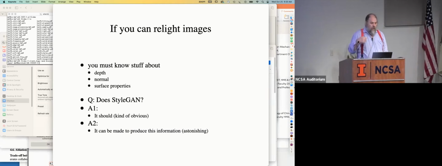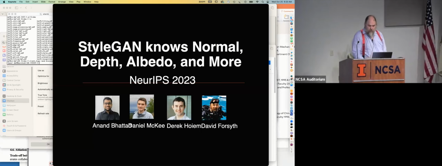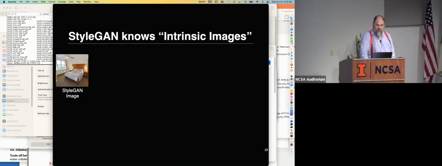Okay. Does it? And the answer is it should. It's kind of obvious that it should. The thing that is astonishing is it can be forced to produce this information. Right? So Anand and Daniel and Derek and I demonstrated that you can get normal and depth and albedo out of StyleGANs just by manipulating those codes.